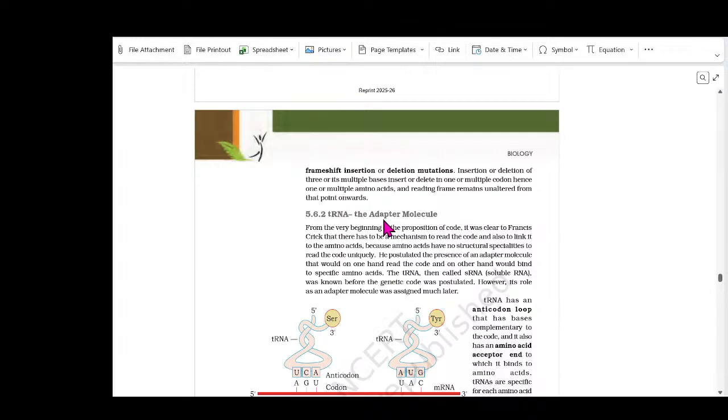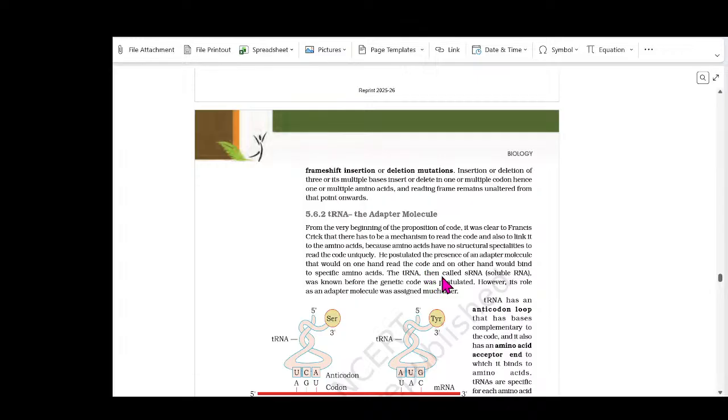5.6.2 Transfer RNA, the adapter molecule. From the very beginning of the proposition of the code, it was clear to Francis Crick that there has to be a mechanism to read the code and also to link all the amino acids. Because amino acids have no structural specialities to read the code uniquely, he postulated the presence of an adapter molecule that would on one hand read the code and on the other hand bind to specific amino acids.